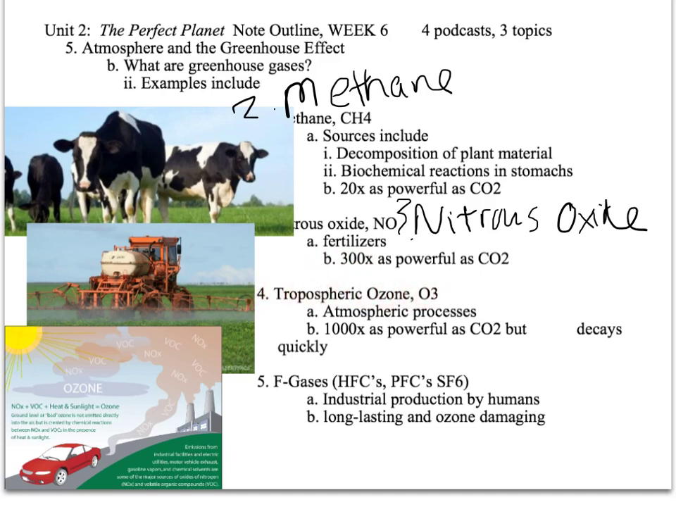Tropospheric ozone. We talk about ozone in the stratosphere, that's a good thing. Ozone in the troposphere, bad thing. It's a complex chemical reaction, but as you emit nitrous oxides out of your exhaust, and those combine with volatile organic compounds, you're going to have a net result of ozone in the troposphere, and that is a greenhouse gas as well. It's 1,000 times as powerful as CO2, but it does decay quickly.